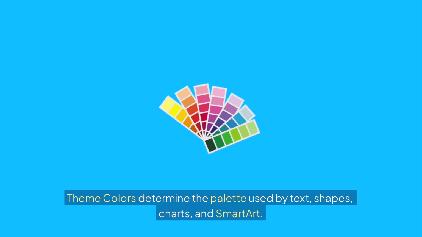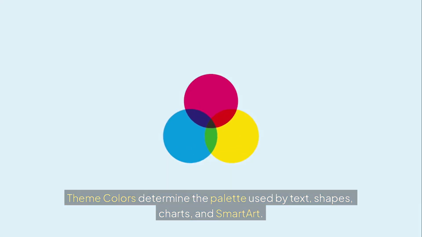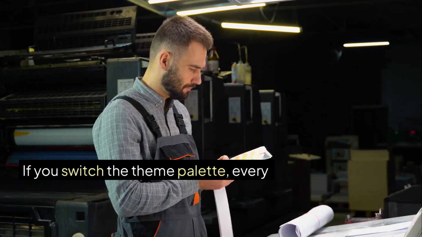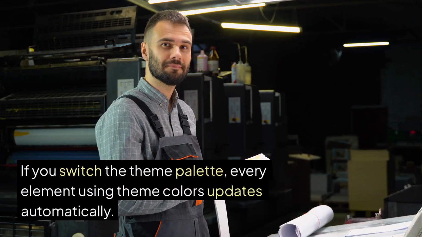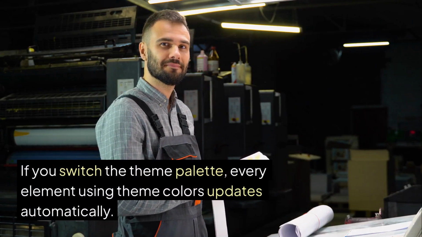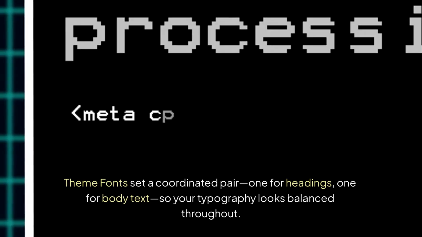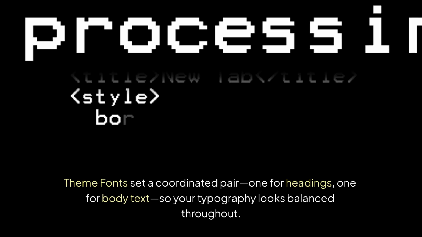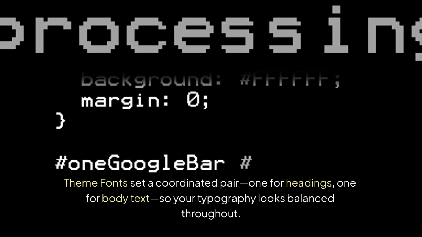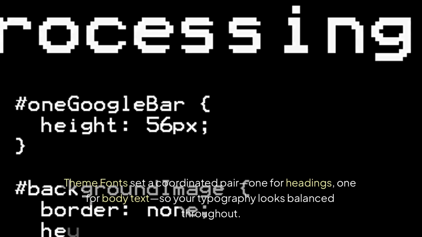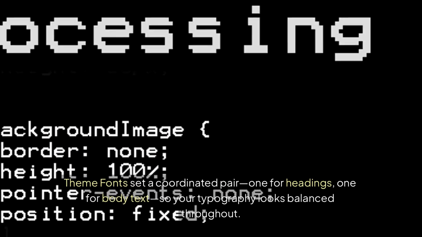Theme colors determine the palette used by text, shapes, charts, and SmartArt. If you switch the theme palette, every element using theme colors updates automatically. Theme fonts set a coordinated pair, one for headings, one for body text, so your typography looks balanced throughout.